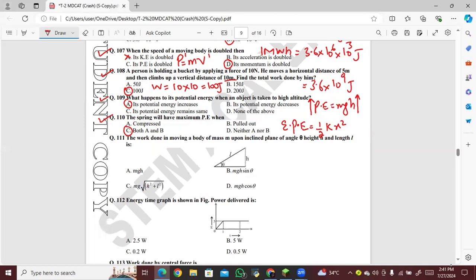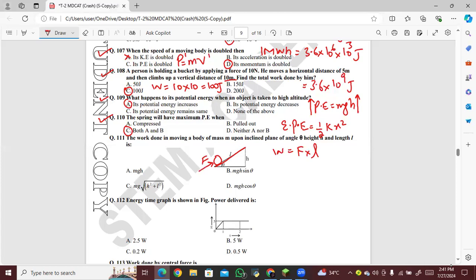Question 111. The work done in moving a body of mass m up an inclined plane is... In fact, when a body is pushed up an inclined plane, there may be two works done. One is due to the applied force, and the distance covered is L. So one option may be F into L, but there is no such option.